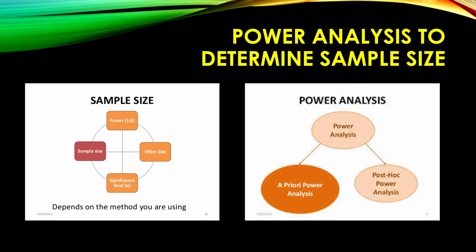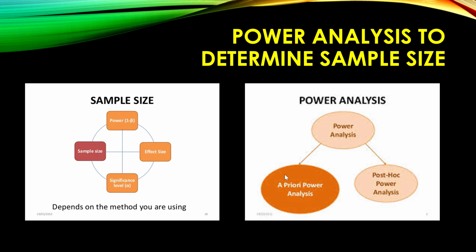Now, we're not going to go over what is power and effect size and significance level today, but I just wanted to make sure that you knew researchers don't typically just pick a number as to how many people should be in a research study. There's typically a power analysis in order to determine the sample size. On the right-hand side, you see that here's the power analysis, and here's the a priori power analysis. This is the gold standard.